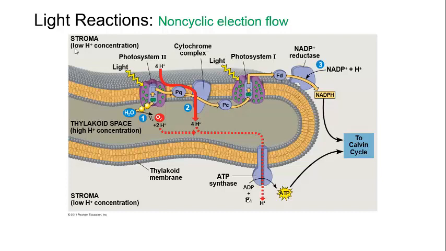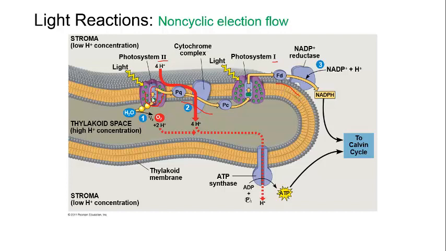The light reactions are going to utilize 2 photosystems. You have photosystem 2, you have photosystem 1. Each photosystem is made up of a light harvesting complex, that's what we see in darker purple right here, and a reaction center. Attached to each light harvesting complex is going to be an electron transport chain. You see one right here, and you see one right here.